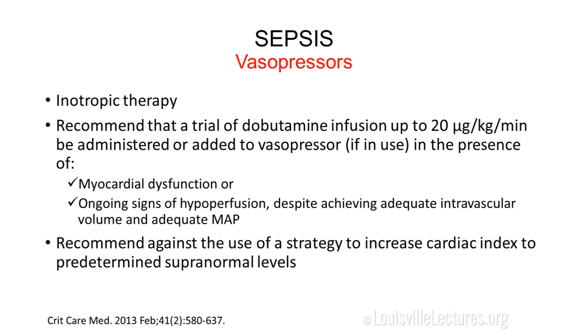What about inotropic therapy? So the guidelines recommend that a trial of dobutamine infusion up to 20 micrograms per kilo per minute be administered or added to vasopressin in the presence of myocardial dysfunction or ongoing signs of hypoperfusion despite achieving adequate intravascular volume and adequate mean arterial pressure. So there was no reference that I could see for those recommendations, but they recommend it in case of myocardial dysfunction. They recommend against the use of a strategy to increase the cardiac index to predetermined supranormal levels.